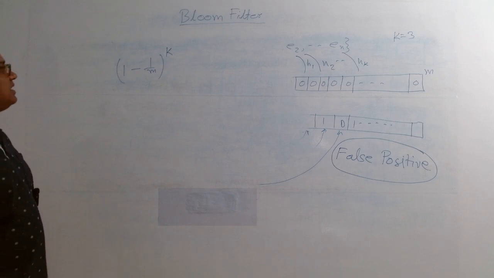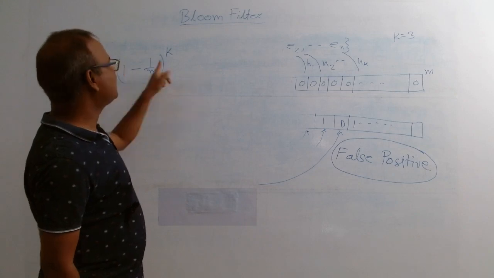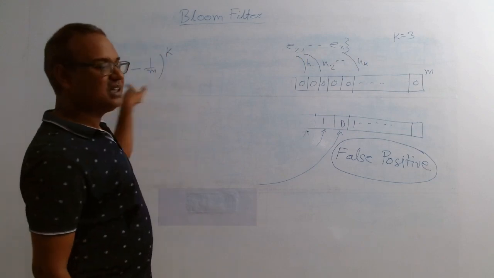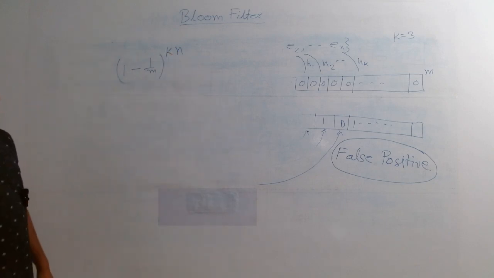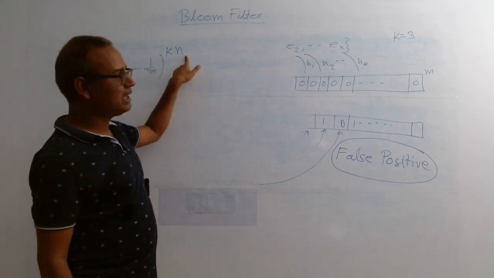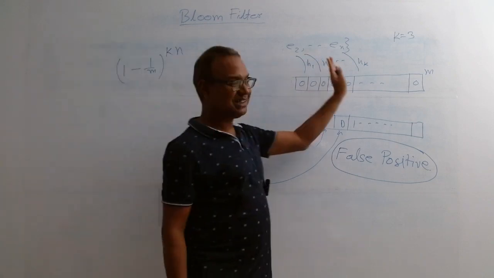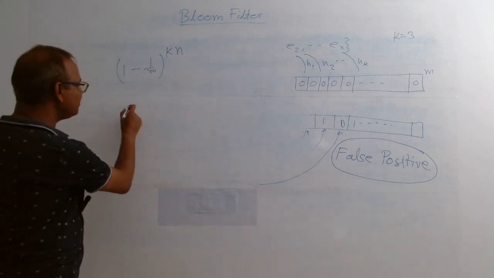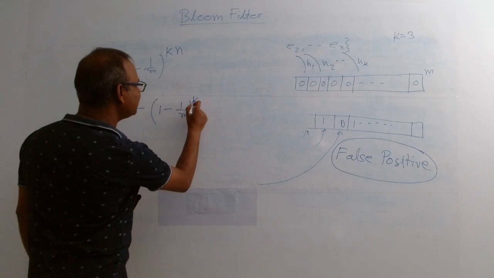What is the probability of 0 when we have k hash functions and we have inserted n elements? We computed this for one element. If we have n elements, then it will be the power k times n. Now this is the probability of 0 when we have used k hash functions and n elements. What is the probability of 1 after using k hash functions and n elements? That is actually what is required. So that will be 1 minus (1 minus 1 by m) to the power kn.